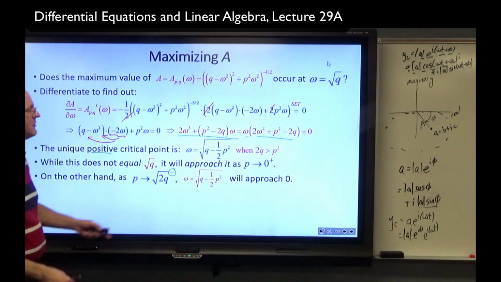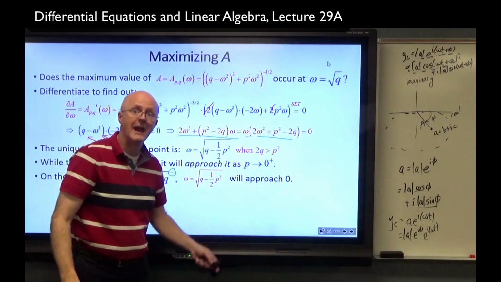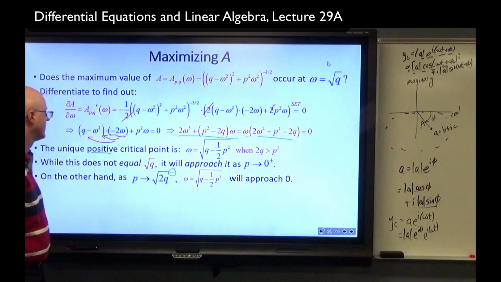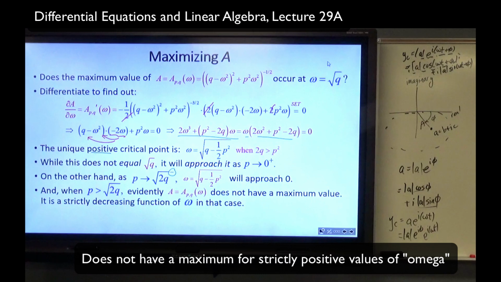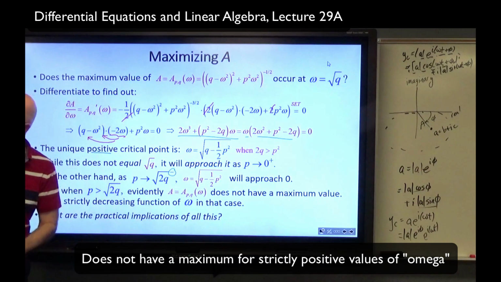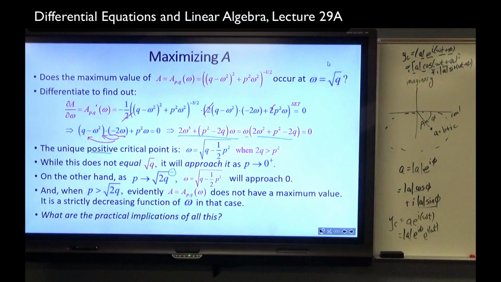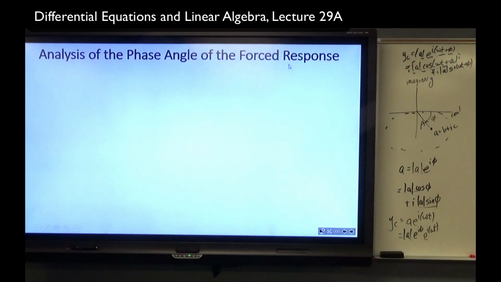And when 2q is less than p squared, then you only have one critical point at the origin. Evidently, when p is bigger than the square root of 2q, where your one critical point is at the origin, then this function does not have a maximum. And evidently, if we look at the graphs, it's going to be a strictly decreasing function of omega in that case. What are the practical implications of all this? I will show you Mathematica to illustrate those practical implications.